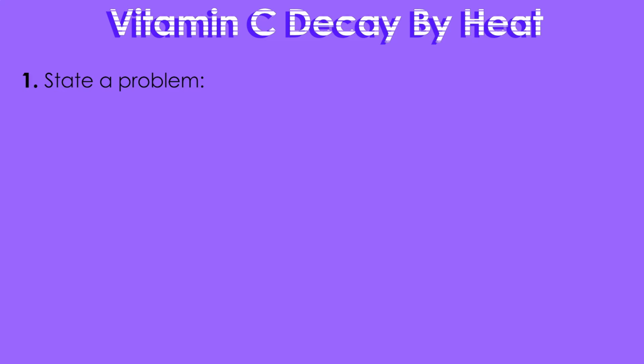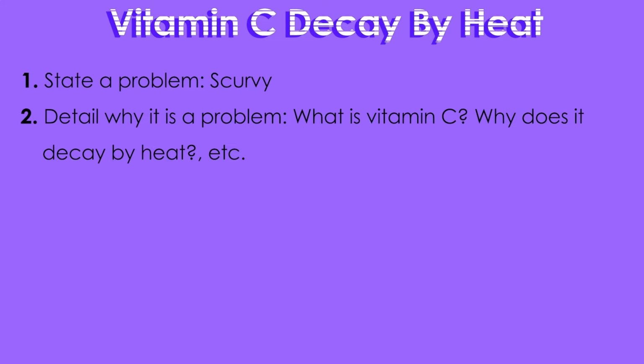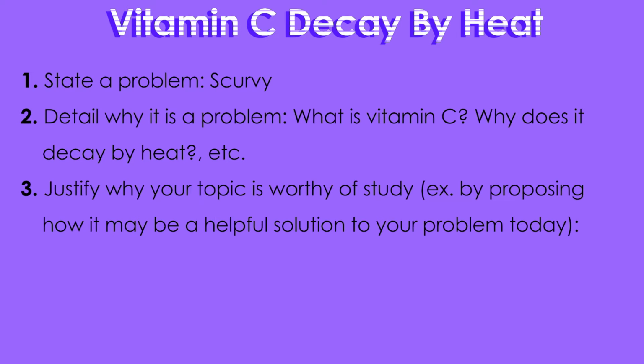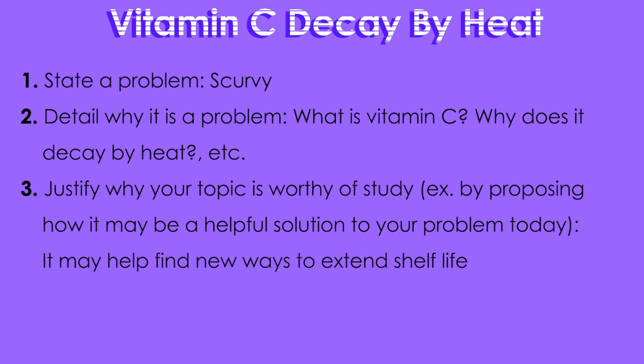You want to start off by explaining a general problem linked to vitamin C. For example, you could examine scurvy, which is linked to the biology syllabus. Then you explain why this problem occurs, so we can talk about what vitamin C is and why it decays by heat. And finally, you can explain that this research is still relevant as information about the rate of decay with increasing heat can help potentially find solutions as to how to retain shelf life of products containing vitamin C or whatever else your research links to.